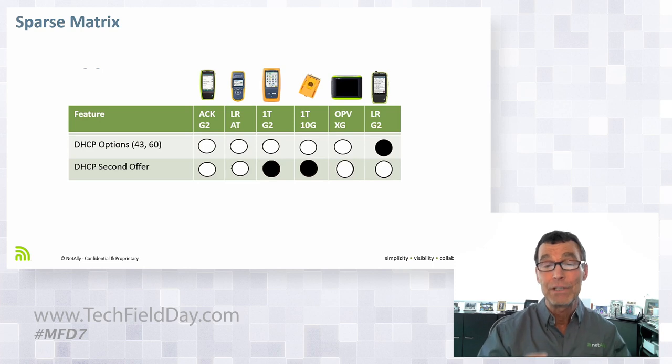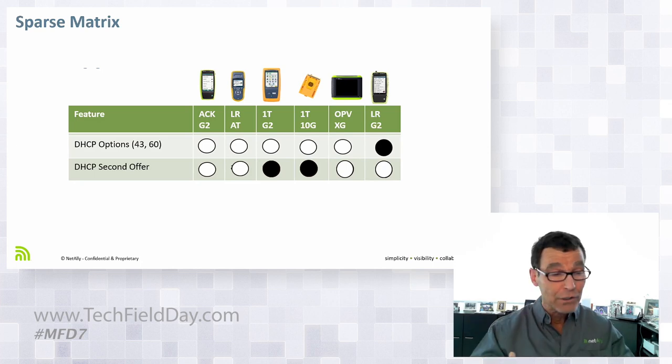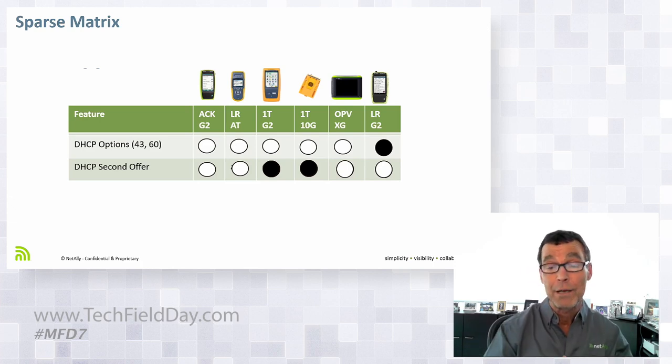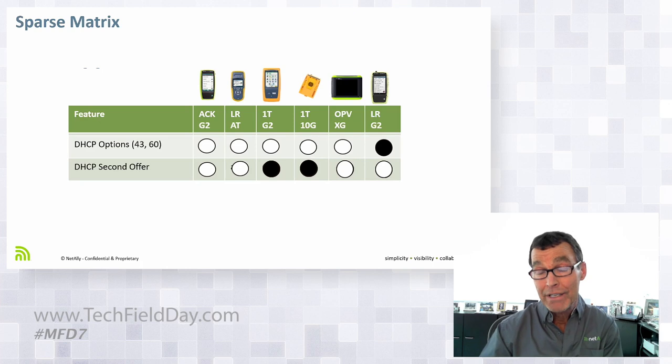So I'll pick this simple little sliver here that everybody can relate to, DHCP, right? In the LinkRunner G2, we added a feature called DHCP options. Sometimes it's just a particular line of business getting a certain request from a certain customer. Actually, to be honest, Blake at the time had asked me about this and had another customer. So that got implemented on that product. But that was a completely different architecture, right?